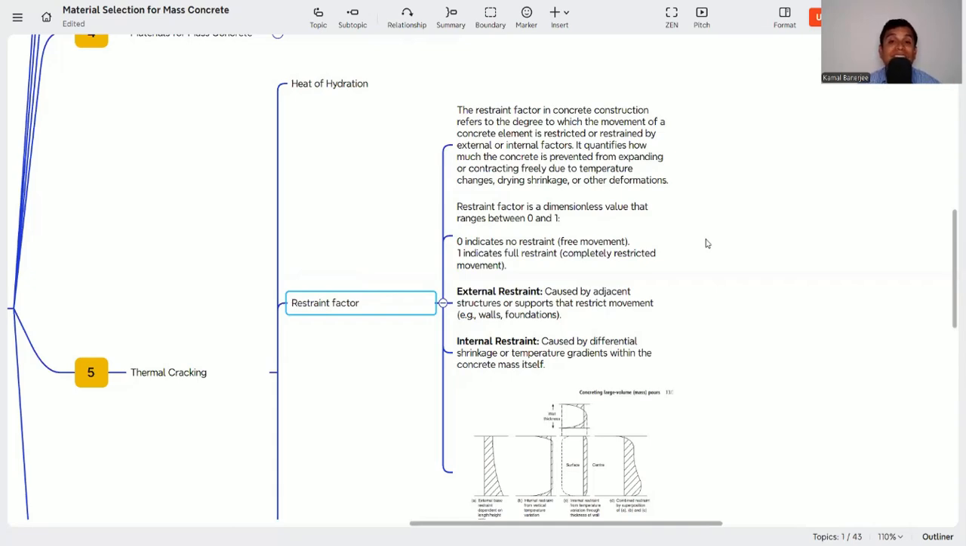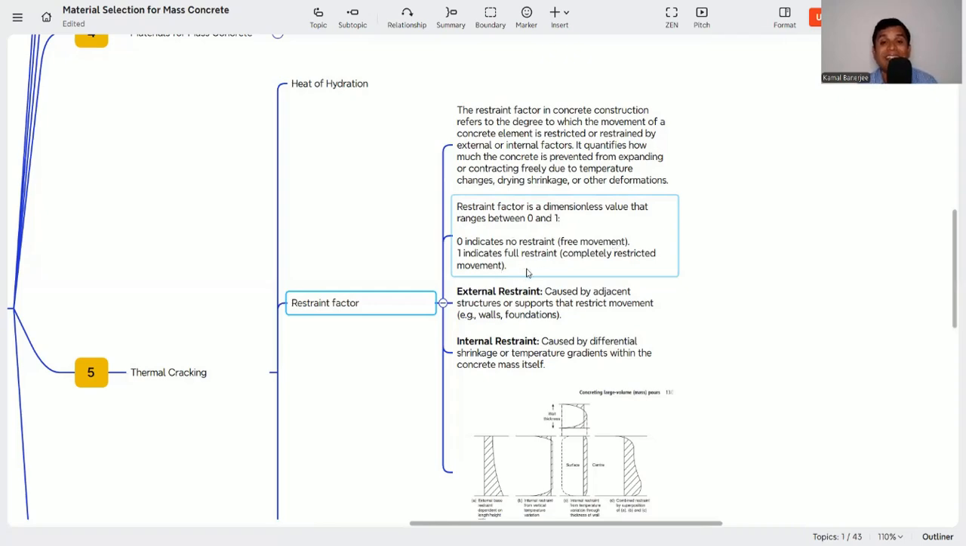It quantifies how much the concrete is prevented from expanding or contracting freely due to temperature changes, drying shrinkage, or other deformation. So that resistance factor is also very important in mass concrete for thermal gradient or thermal cracks. The resistance factor is a dimensionless value that ranges between 0 and 1. 0 means no resistance, that is, concrete can move freely, and 1 indicates full restraint, completely restrained movement.